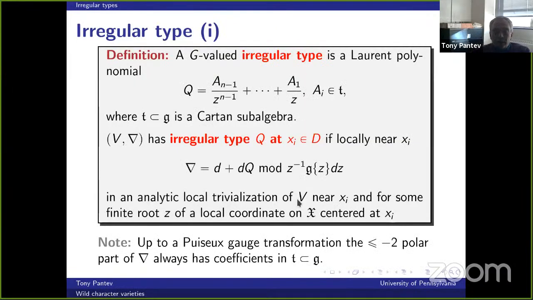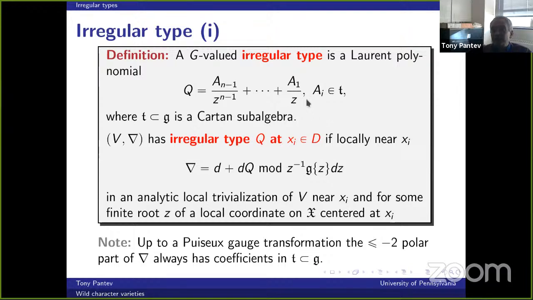So in a little bit more detail, what is the irregular type? If you have a group G, a G-valued irregular type is a Laurent polynomial. So it's just the negative part of the connection matrix at each puncture. And it's a polynomial in Z inverse, where Z is the local coordinate, with coefficients in the Lie algebra. And in fact, you can take that polynomial to have coefficients in the Cartan algebra. And then the requirement is that locally the connection is gauge equivalent to D plus the derivative of that polynomial.